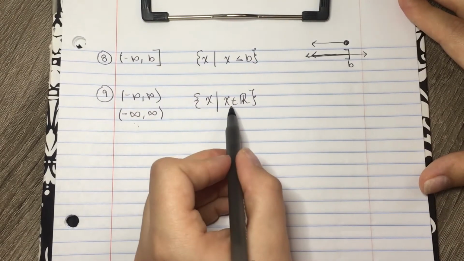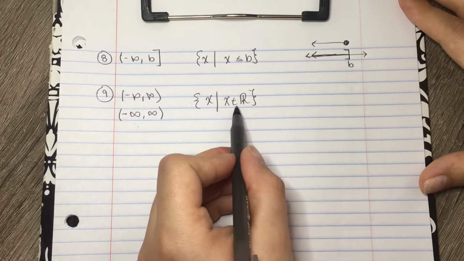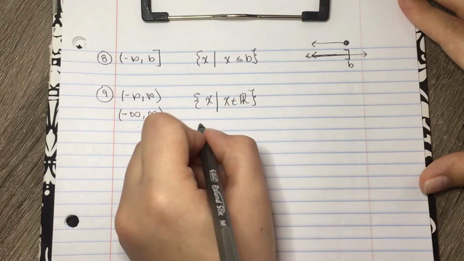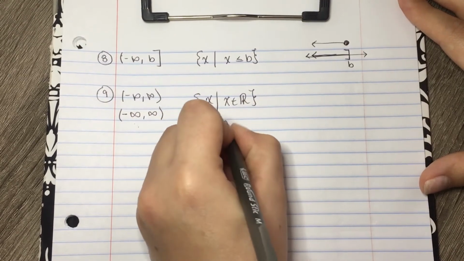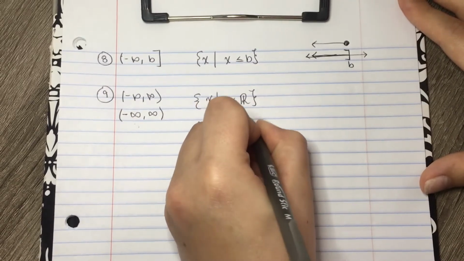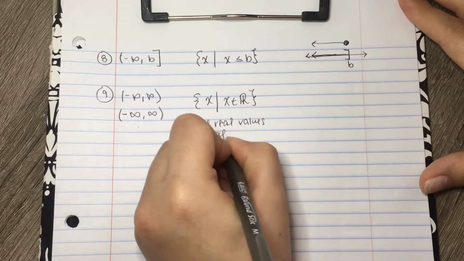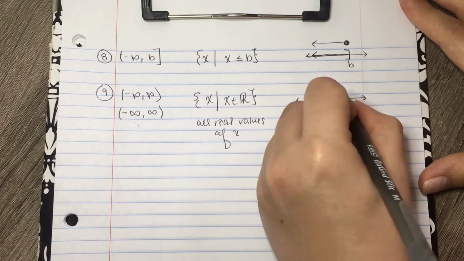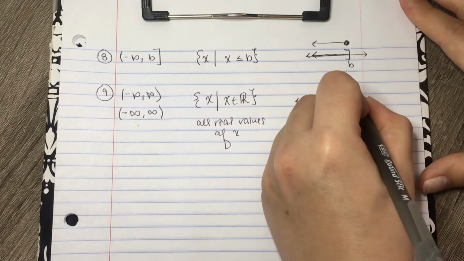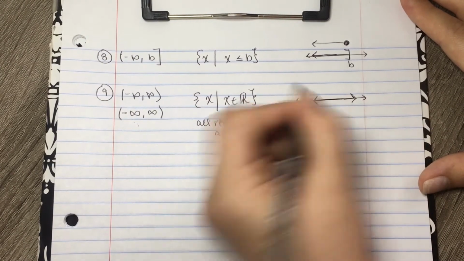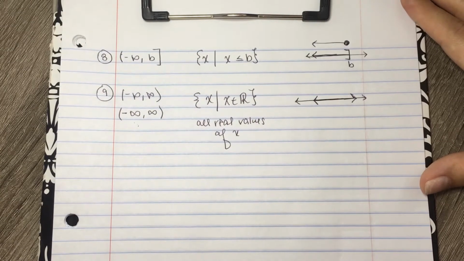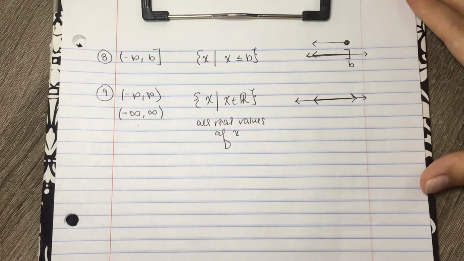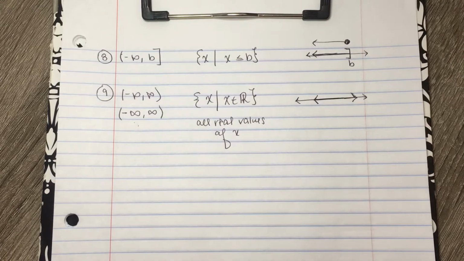All right, I know that's really confusing, but once again, I'll read it. X is an element of the real number set, or you can write all real values of x. And then when we're drawing that graph, that means x can be any number, which means that we're not going to have any endpoints. We just have arrows here. All right, no open, no closed circle, just 2 arrows. All right, that's all of our possible cases that you can kind of see.